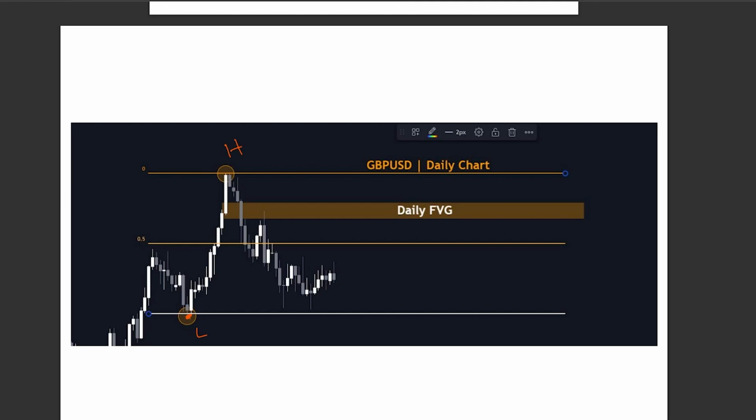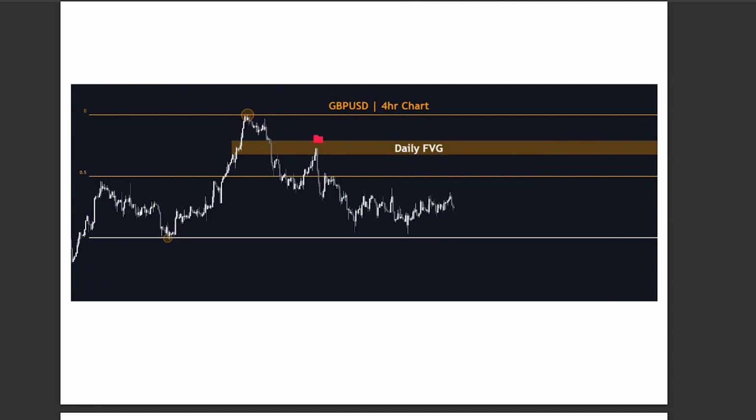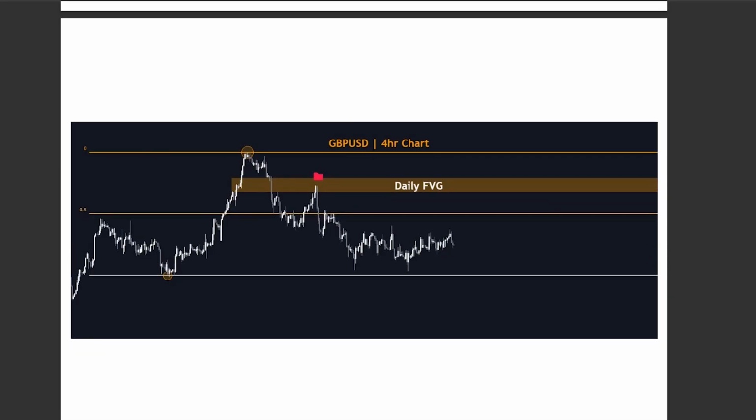Here you can see on the daily chart of GBP USD, this is a low, this is a high and this is the daily fair value gap, which is in the premium area. And if price comes and tags this level, we will look for sells. Now let's come on to the lower time frame such as the 4-hour. Here you can see price came and tagged this daily fair value gap on the red folder news. So first 3 steps are satisfied.